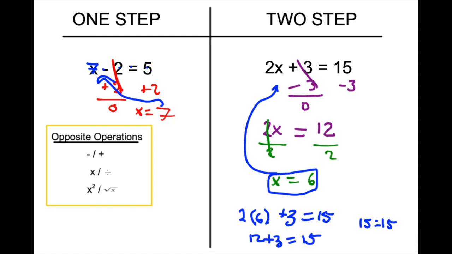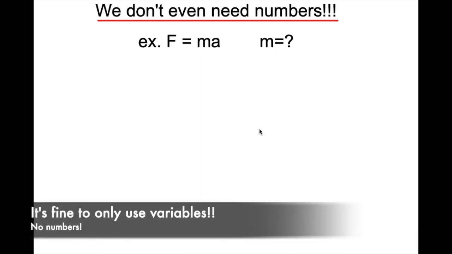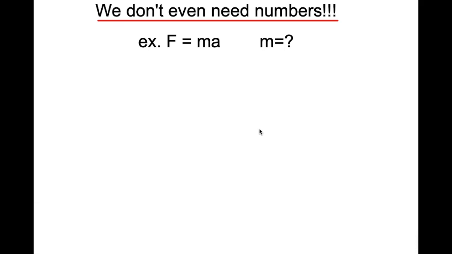Now, these were just 2 simple examples. Again, these are equations with numbers. But guess what, people? You don't need numbers. An example is this formula: F equals ma. No numbers required. This is called a formula. In physics, this calculates for force. Force equals mass times acceleration.